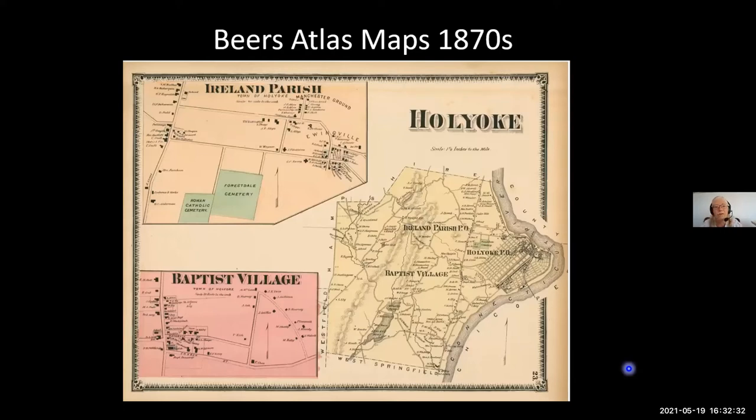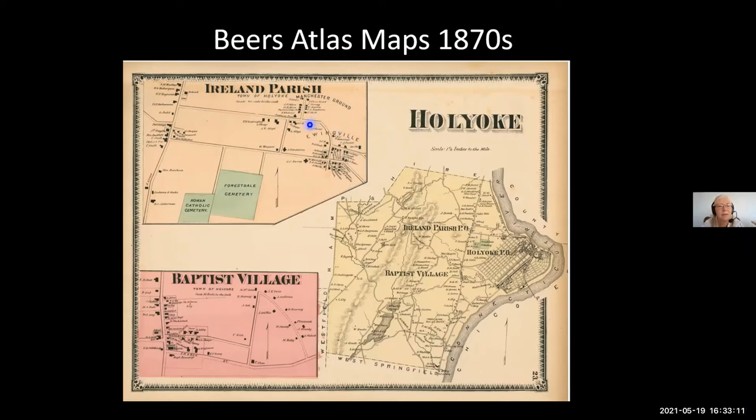Then we come up a few years and we get to the Beers Atlases. Right around 1870, these atlases were published in book form because the map sellers realized that people really didn't want that huge map hanging in their parlor, right? You know, it might be a 5x5 hanging. They'd rather have a little different kind of artwork. So these were bound in books, but also very valuable in our research because we list names of the people who live there.